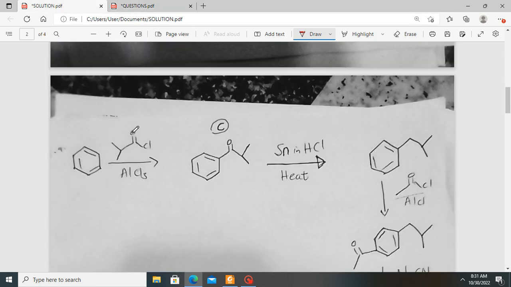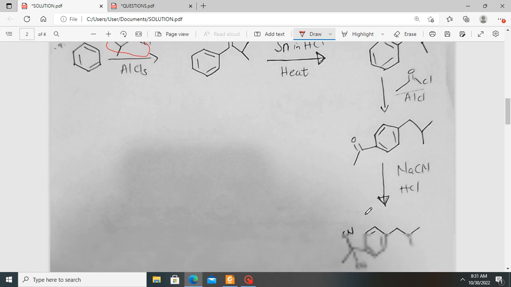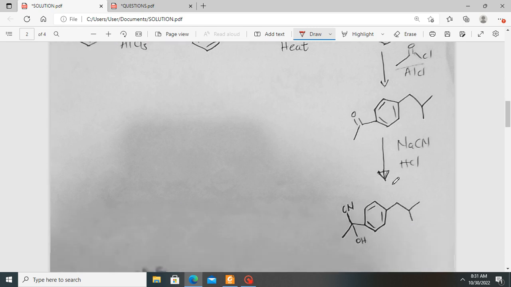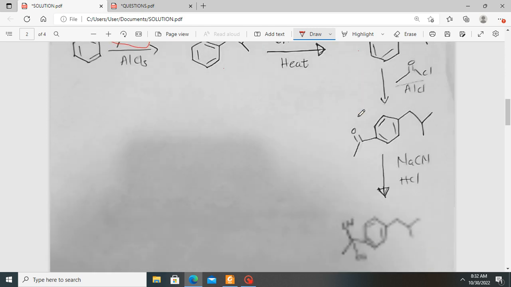We have the first one. This one is an acylation reaction where you add an acyl group. Without the chlorine, it's an acyl group. When you add this compound to this, you're going to have an acylated benzene. Then when it's reduced in HCl, you have a linear chain. When you acylate this again, you're going to have it at the para position. Then when you add sodium cyanide, you're going to produce a cyanohydrin. So I think this one is A, this one is B, this one is C, and this one is D.